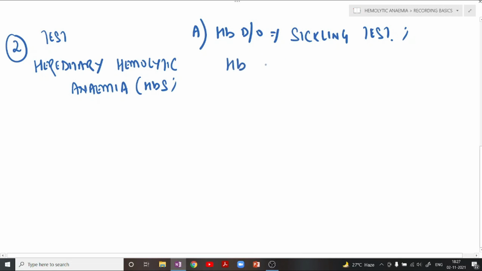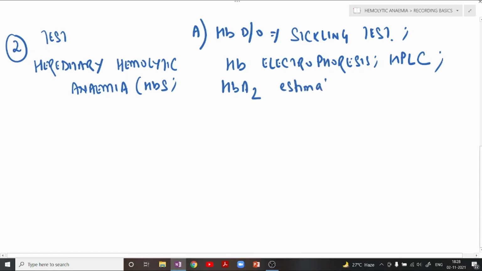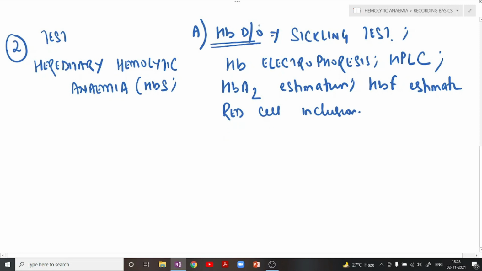Hemoglobin electrophoresis, HPLC, HbA2 estimation is to be done, HbF estimation, and the presence of red cell inclusions can be seen. So any kind of hemoglobin disorder, if suspected, these are the tests that we will have to do, and this is in case of hereditary hemolytic anemia.